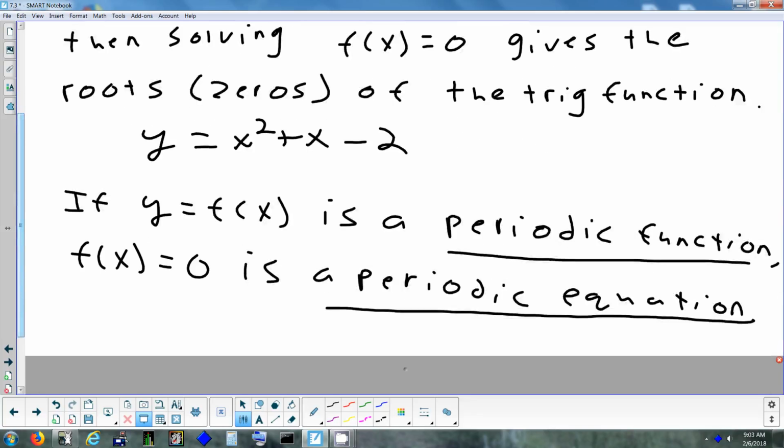This is not a periodic equation: x squared plus x minus 2. It's just a parabola. It doesn't have a repeating behavior to it. If I did something like this, that's periodic. It's a sine function. It's been phase shifted, but that doesn't matter. The key is right here: periodic. And so if you have a periodic function in your equation, then you have a periodic equation.